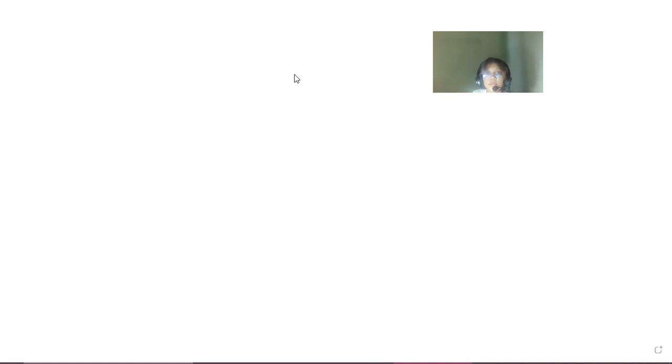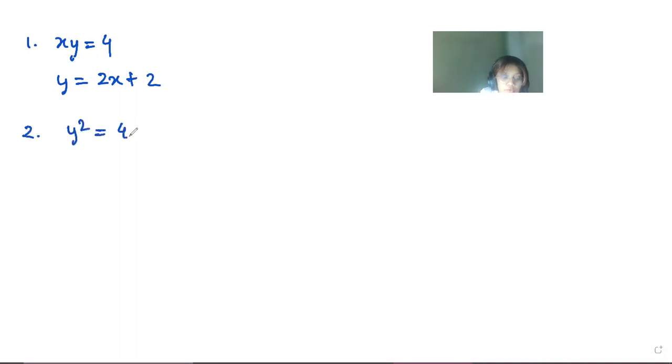So I'm writing some problems that you can solve, and you can write the answers to this in the comment section and I'll be checking them. So you can solve this equation: xy is equal to 4, and another one is y is equal to 2x plus 2. You can solve another equation that is y square is equal to 4x, and 2x plus y is equal to 4.